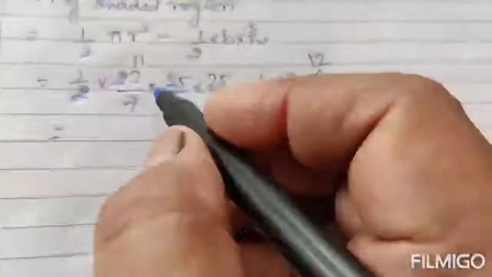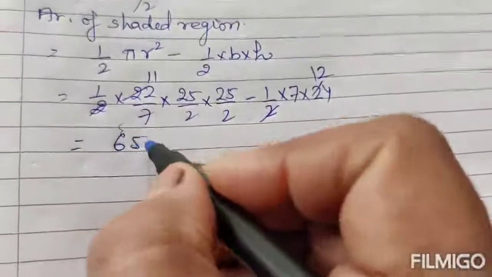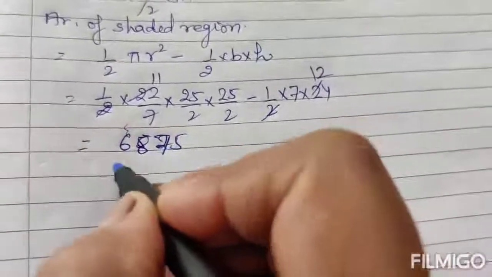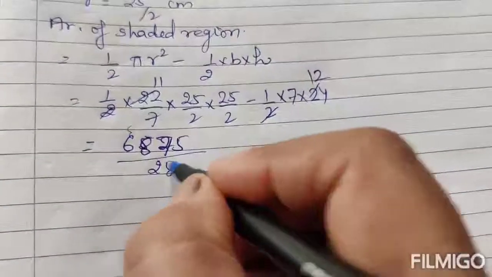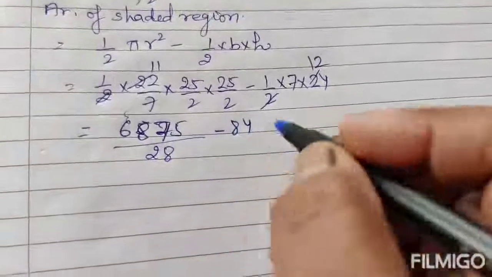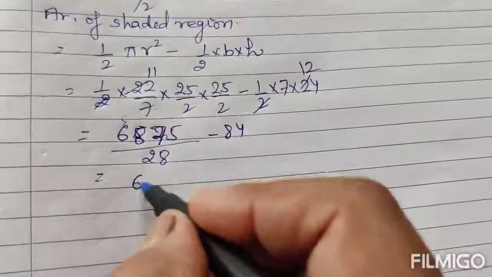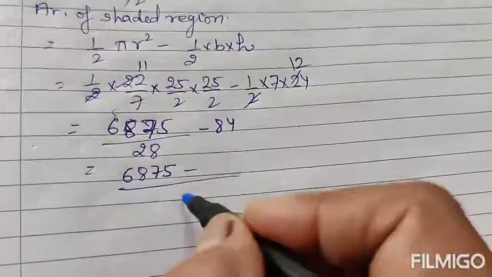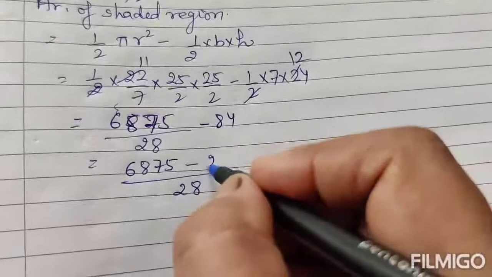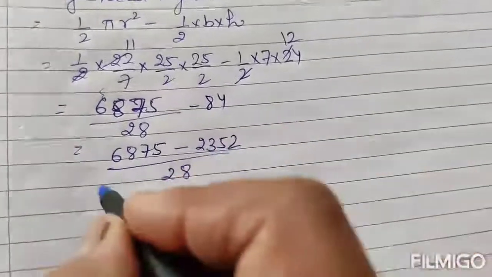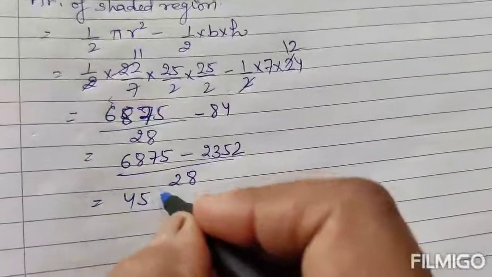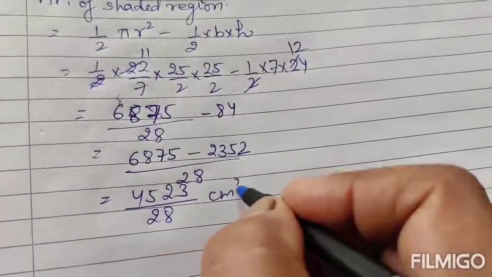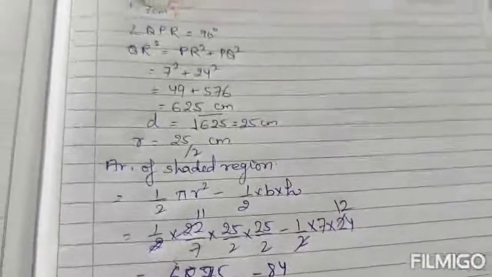So multiplying this we get 6875 by 28 minus 84, and solve. 6875 minus 28 into 84 is 2352, and subtracting this we get 4523 by 28 centimeter square. This is the area of the shaded region.